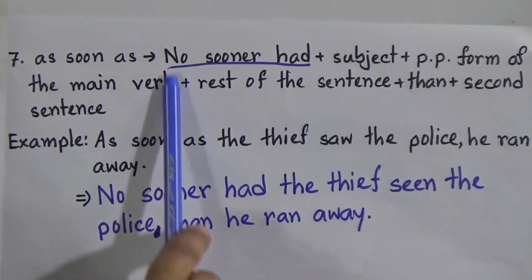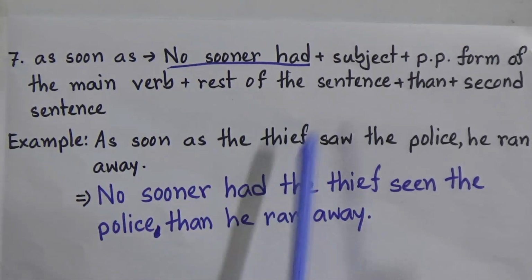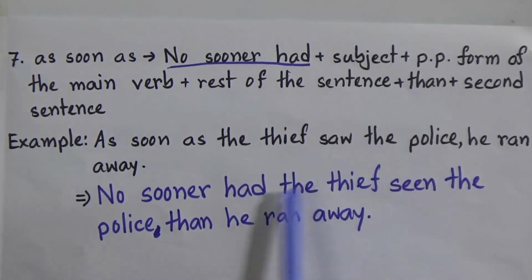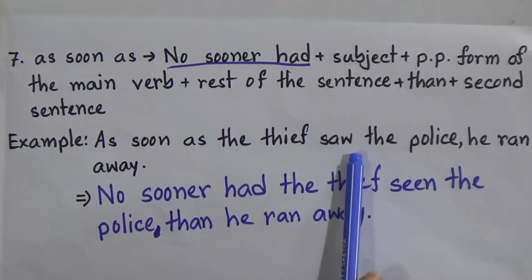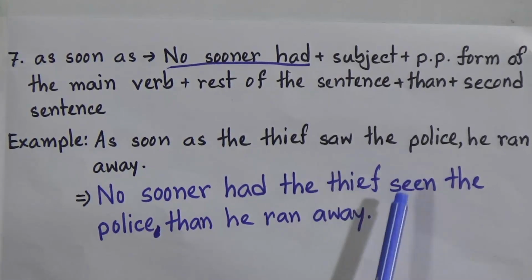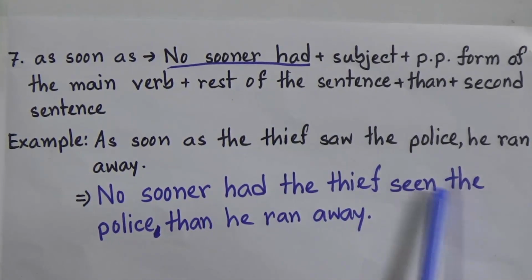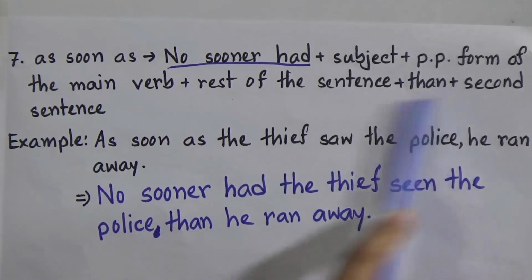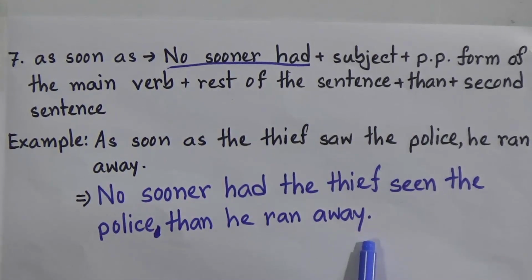So according to the rule, at first we have written here no sooner had in place of as soon as, then the subject. Our subject is the thief. So we wrote here the thief. Now look, past participle form of the main verb. So our main verb is saw here. That means the past participle form of this verb will be seen. So we have written here seen. Now the rest of the sentence, the police is the rest of the sentence. So we have written here the police. Now we will add then, and the second part of the sentence, that means he ran away. So no sooner had the thief seen the police than he ran away. So this is the negative form of this affirmative sentence.